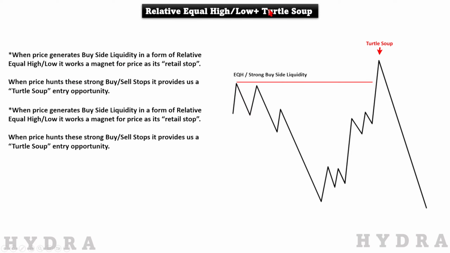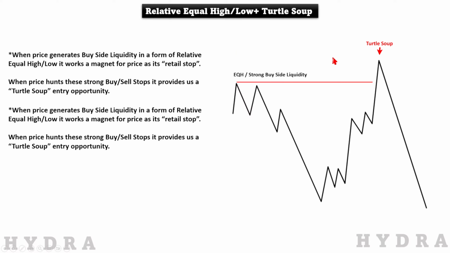Relative equal highs and lows plus turtle soup. So in our day 2 lecture, I showed you guys a consolidation model. When price is consolidating or ranging, we wait for price to clear out one side and then target the opposite direction. The same theory is here, but this time price is not consolidating, rather price is trending, but price generated relative equal highs up here. And this goes with our first model that I showed you guys, right?